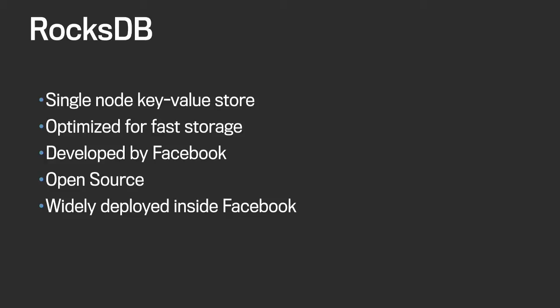RocksDB is optimized for fast storage, meaning we run it most heavily on Flash and RAM. It's developed by Facebook. We started as a fork of LevelDB, and we still share some code base with LevelDB, but we made a lot of improvements, especially for optimizing it for Flash and RAM workloads, and also for high-end server devices. RocksDB is open source. We open sourced it last November, and we are very happy that we got a lot of attention from the open source community. I'm also very happy that you guys have at least heard about it.